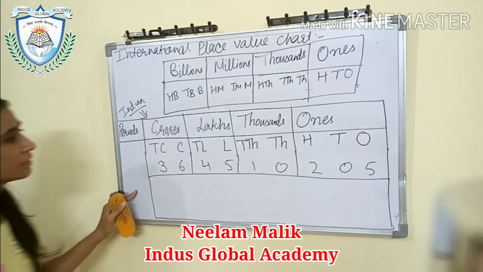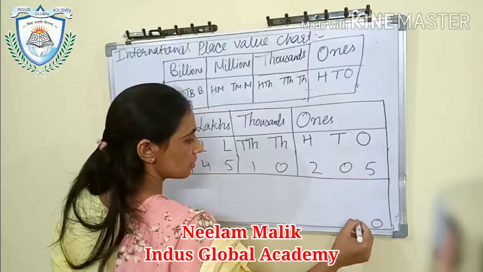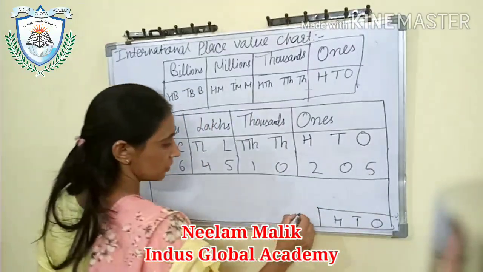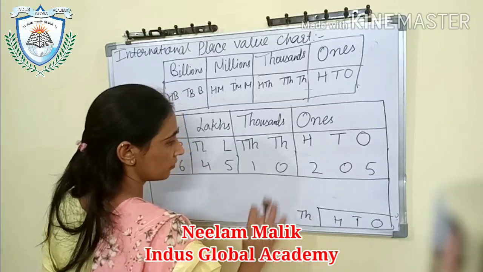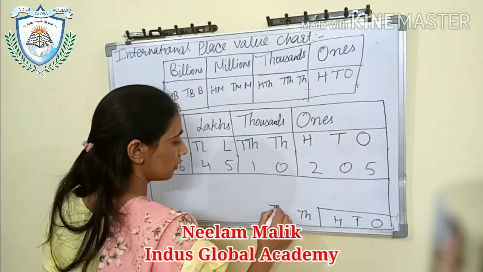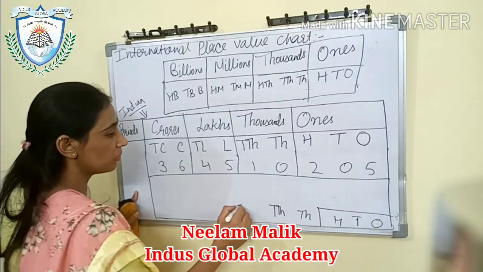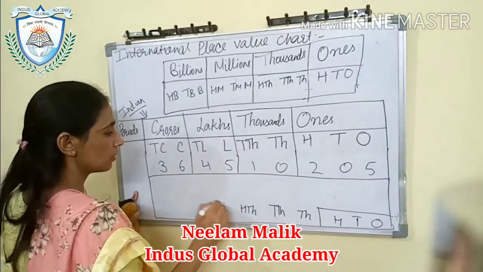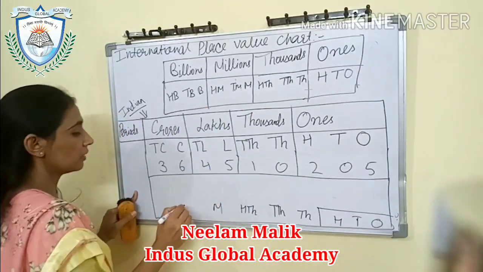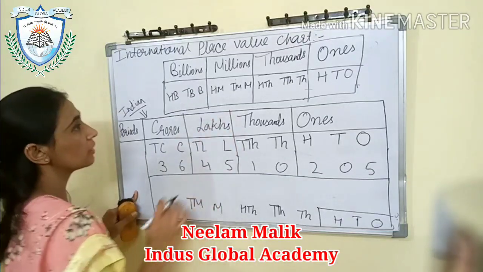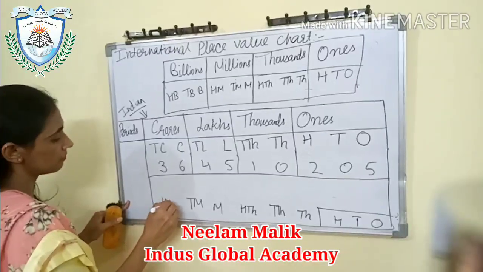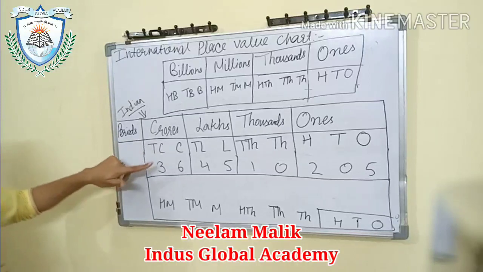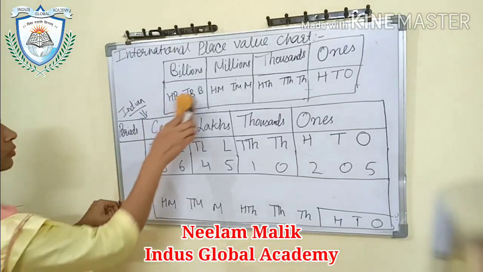Now in the international, the last three are the same, ones, tens, 100. In the next one, that is 1,000, it will be 1,000, then 10,000, then 100,000. After the 100,000 it will be million, then 10 million and then 100 million. If you want to do billions you can go ahead, but here we are doing up to crores, so we will do this up to millions.